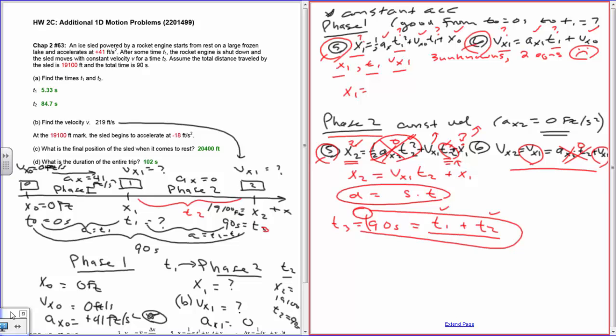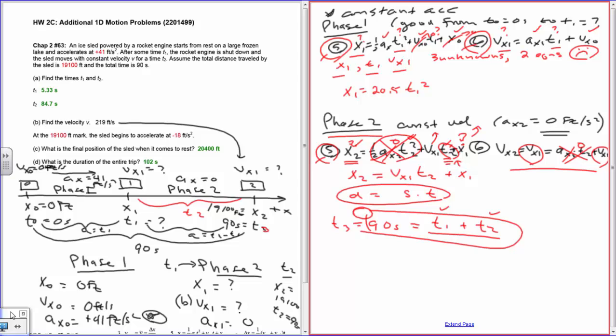X1 equals, let's see, we've got half of 41, of course, an odd number to us, so it's going to be 20.5 times t1 squared plus, and we know our initial velocity is 0, so the center term is going to cancel out. Our initial position is 0, so that's fine. That's a nice simple equation.